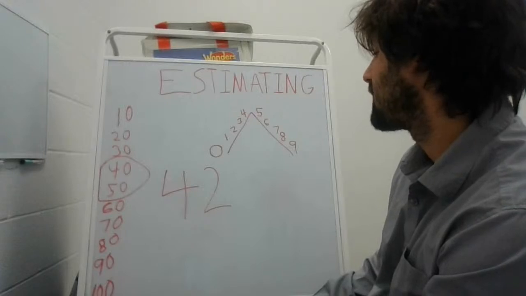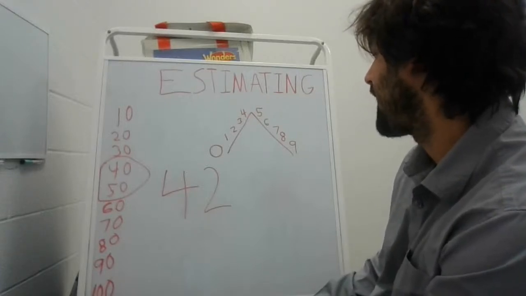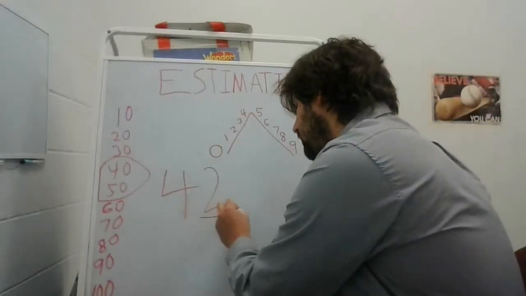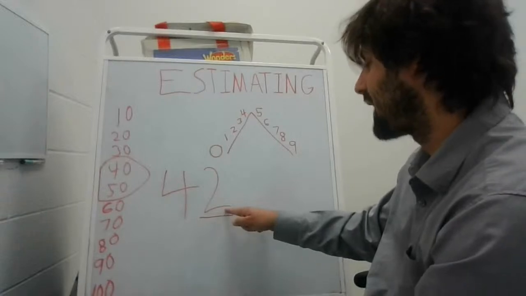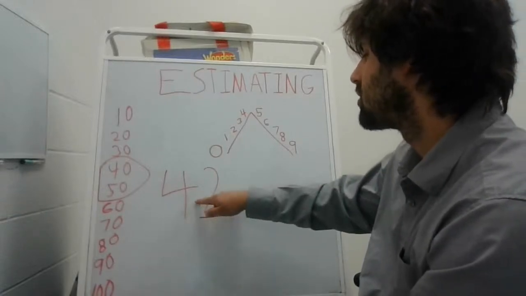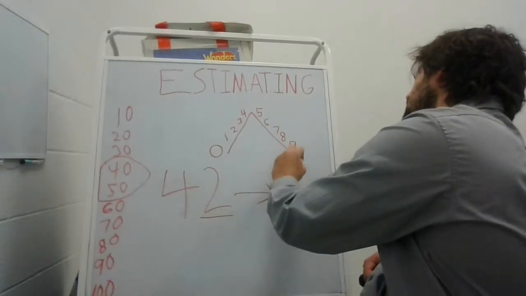If the digit in the ones place is 5 or more, we round up. If the digit in the ones place is less than 5, we round down. Now, the number 2 is less than 5. So since the digit is 2, we're going to round down instead of rounding up. So 42 is going to round down to 40.